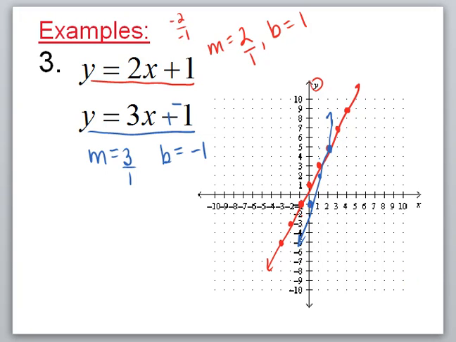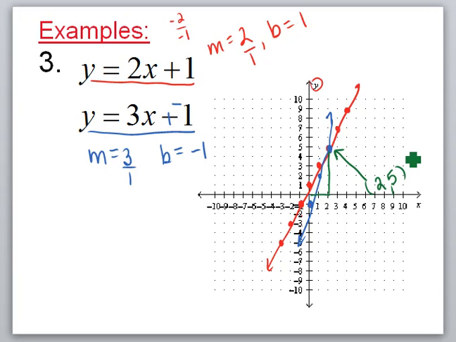The other thing I can do is we're going to have to name this ordered pair because this is the solution to the system. So it's always x comma y. So I'm going out here 2. So that's my x coordinate, and then my y coordinate is 5.